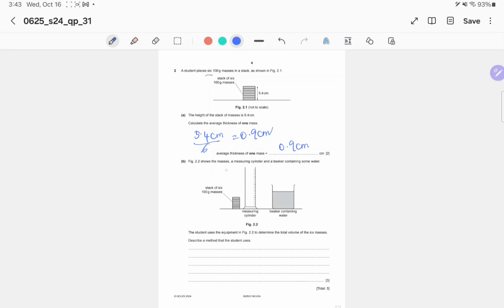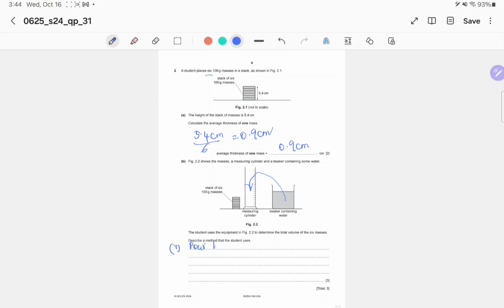Figure 2.2 shows the masses, a measuring cylinder and a beaker containing some water. The student uses the equipment to determine the total volume of the 6 masses. So how will you find out? First step, pour the water and measure the height. Then put the stack inside it, then measure the increase in volume, finally find the difference. That's the answer for the question.